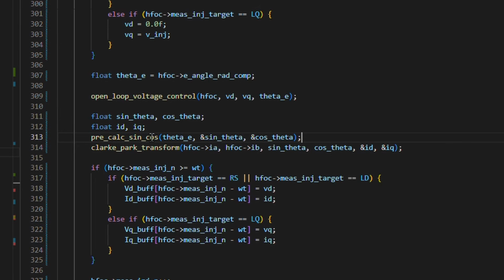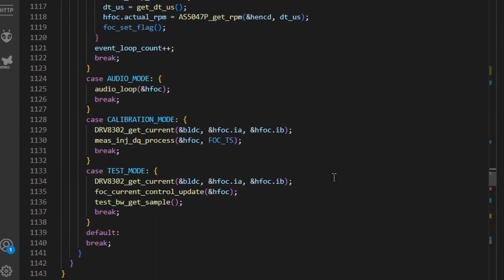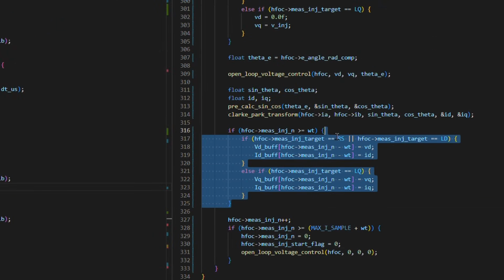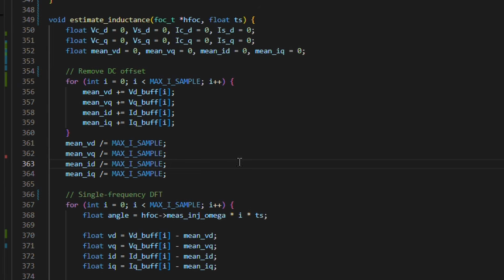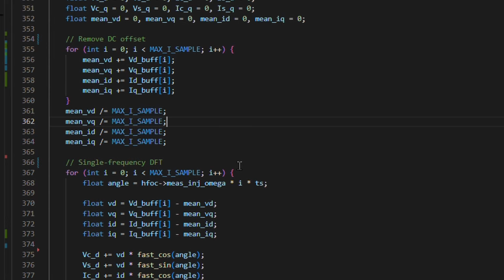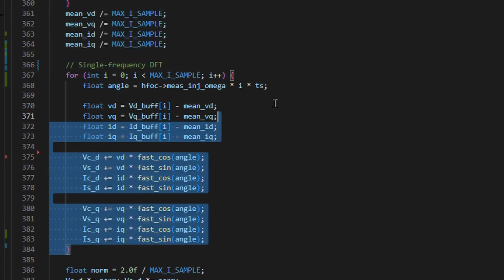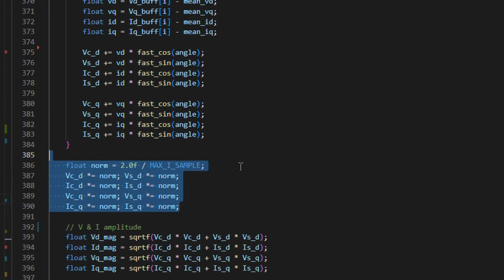This function is executed inside the ADC callback, synchronized with the PWM timing. Each injected voltage and measured current, both on the direct and quadrature axes, is stored in a buffer for later processing. After the injection and current data acquisition process is complete, all voltage and current data are processed through a single frequency DFT to obtain the in-phase and quadrature components.